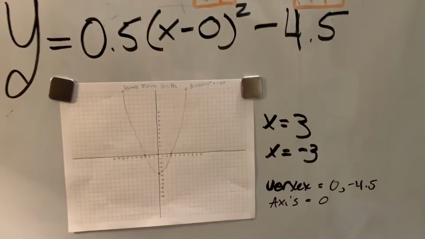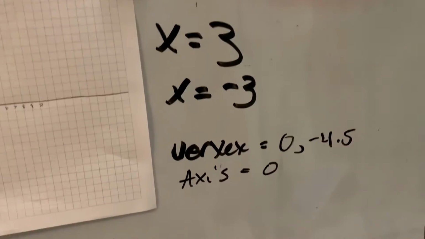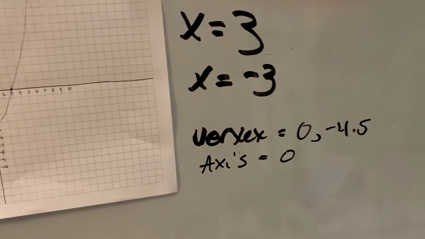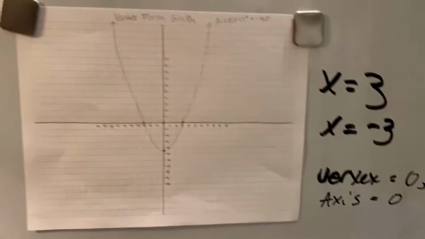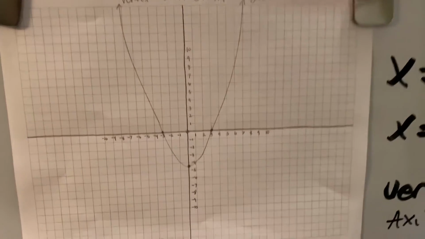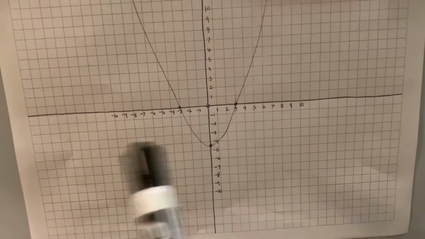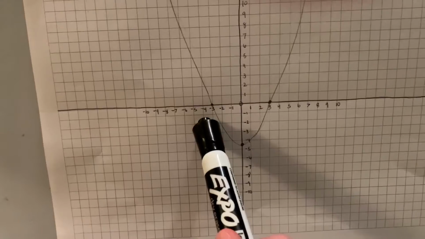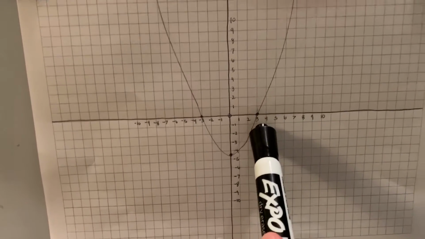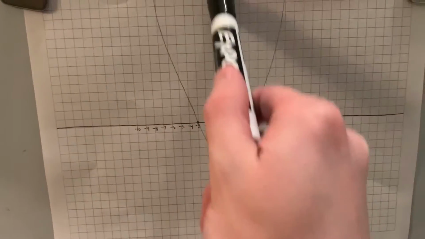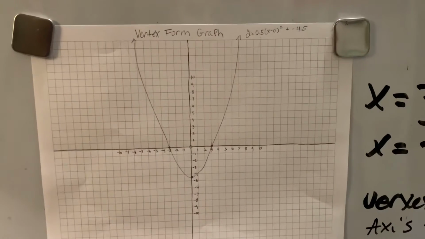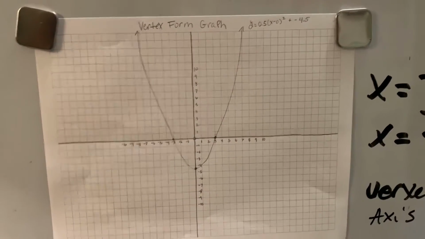To sum it up, our x's are 3 and negative 3, our vertex is 0 and negative 4.5, and our axis of symmetry is on 0. So you can see right here is negative 4.5. We have negative 3 here and 3 here. And then, of course, our axis of symmetry goes here. So that's what this parabola would look like for vertex form.